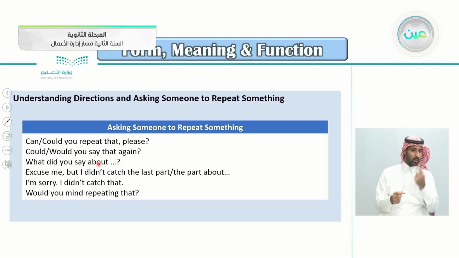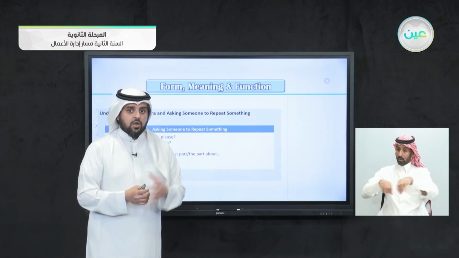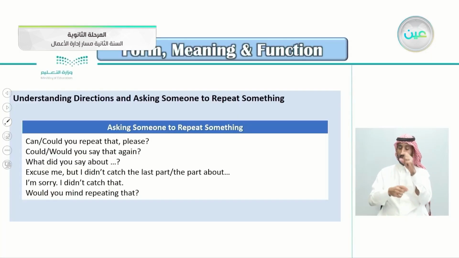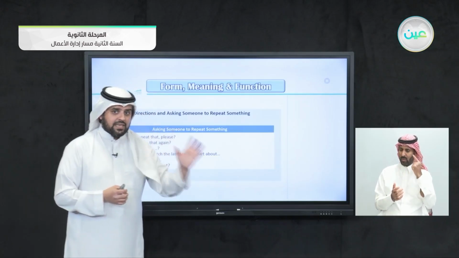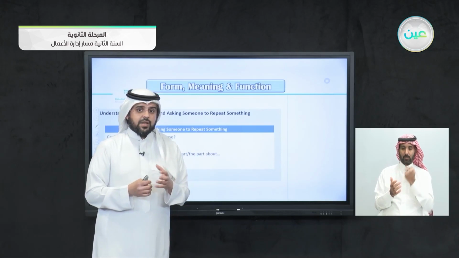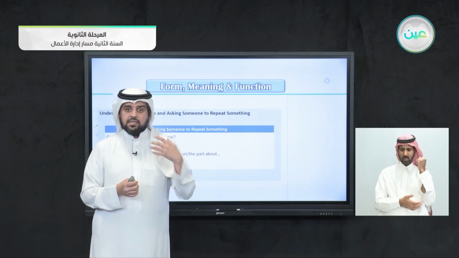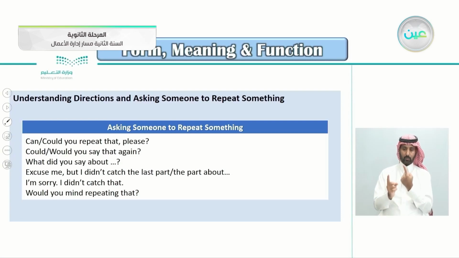"What did you say about the mosque?" For example, that the bank is next to the mosque. You can say, "What did you say about the mosque?" "Excuse me, but I didn't catch the last part," or "the part about..." For example, "Excuse me, I didn't catch the last thing you said." Or you can say, "I didn't catch the part about the mosque." Once you started talking about the mosque, I didn't understand, I didn't hear you well, and so on. "Can you repeat what you said about the mosque or the last part?"